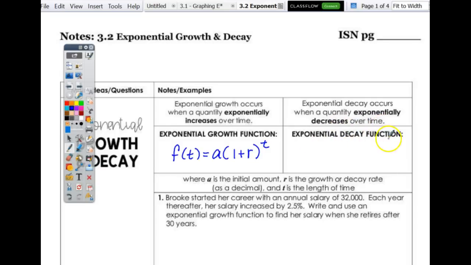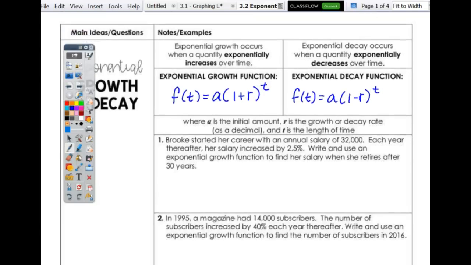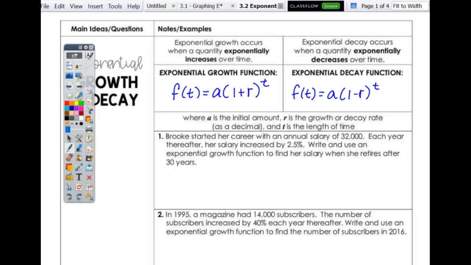So an exponential decay function, instead of being a plus, would be a minus. Where A is the initial amount, R is the growth or decay rate, which is always as a decimal, and T is the length of time.